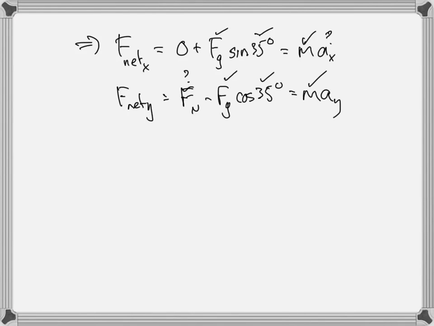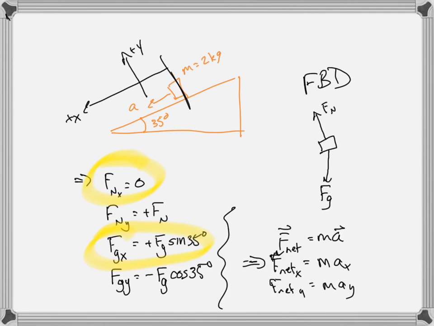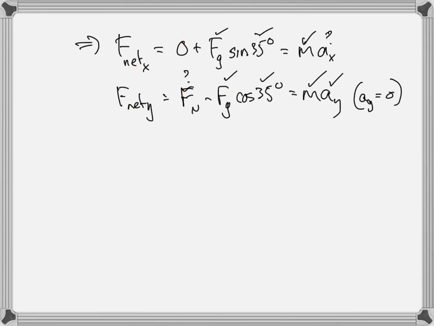We know Fg. We know theta. We know m. And do we know a sub y? Yes, we know a sub y. We chose our axes so that a sub y equals 0. The box is not accelerating perpendicular. It's not accelerating in that direction. It's only accelerating in that direction. So the box's acceleration perpendicular to the plane is 0. So we have two equations and two unknowns, and we can solve. Therefore, let's go ahead and solve the first one for a sub x, since that's what we were asked for.